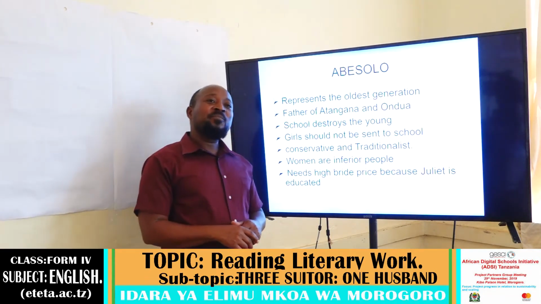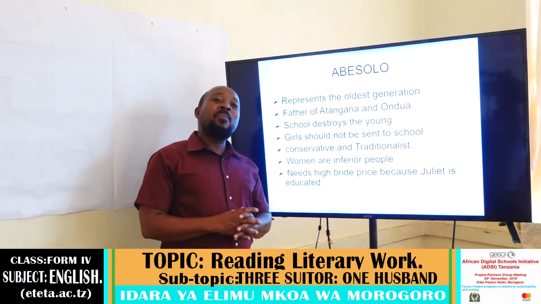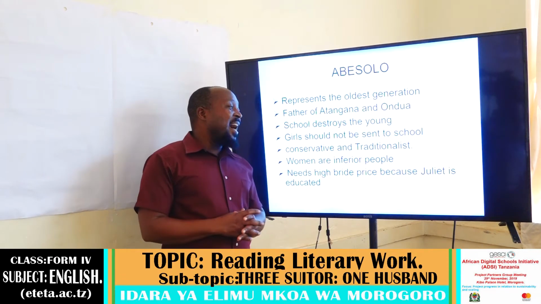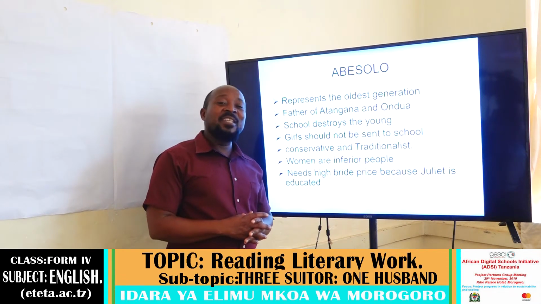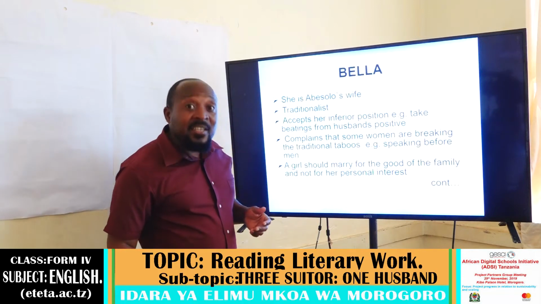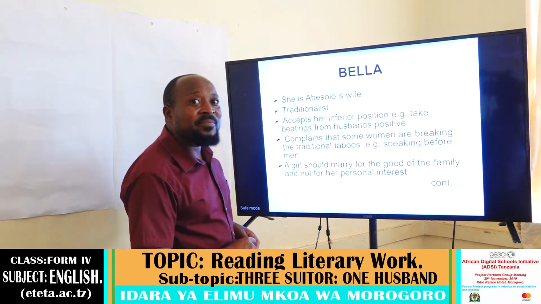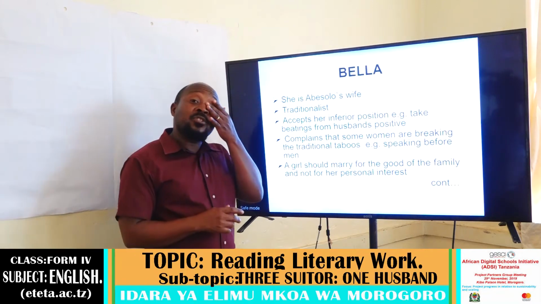And because Juliet has gone into school, Abesoro needs a high price to be paid because his granddaughter has gone to school. That is Abesoro. And the next character is Bella. Bella is the wife to Abesoro.